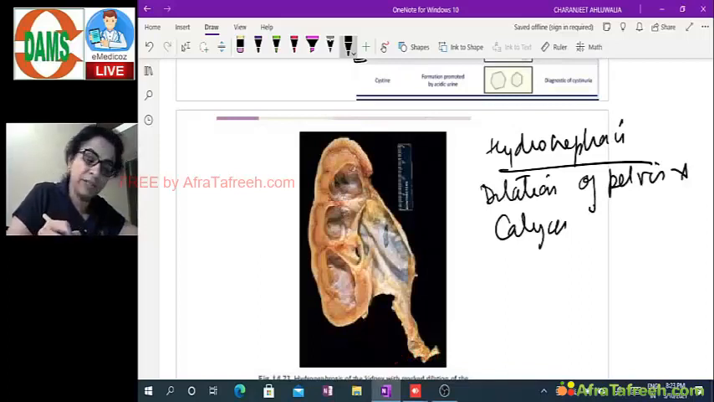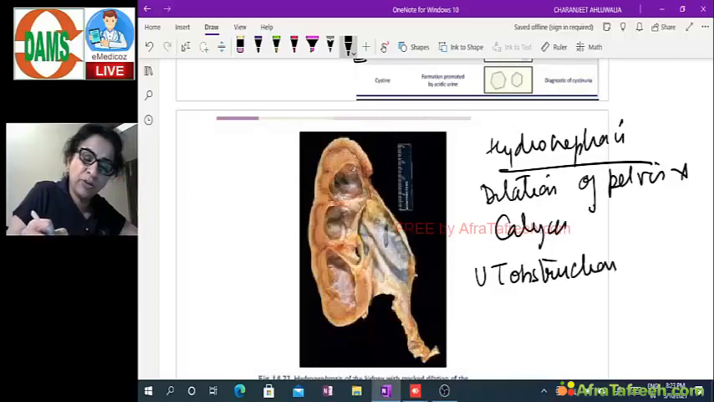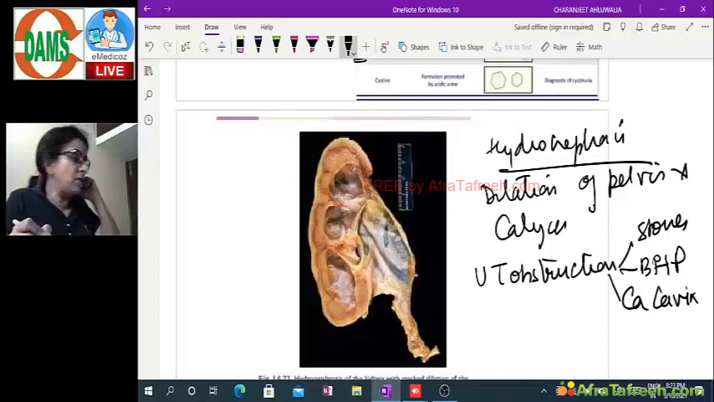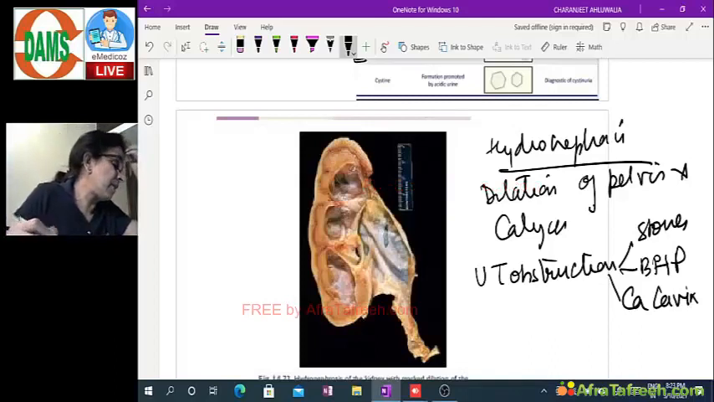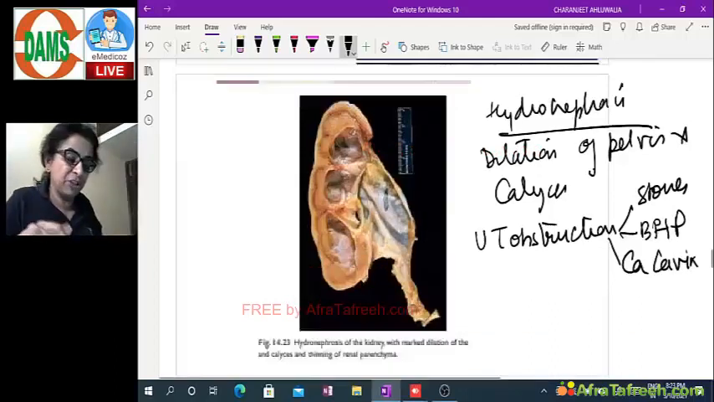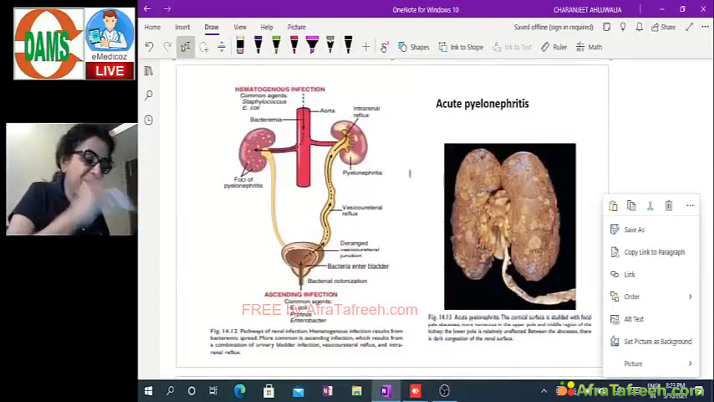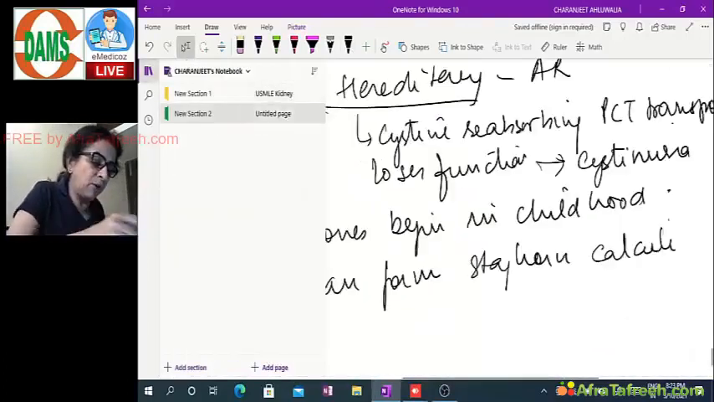What is the cause of hydronephrosis? Urinary tract obstruction due to any cause. Obstruction can be due to stones, or benign hyperplasia of the prostate. Carcinoma of the cervix patients can also have urinary obstruction, which can cause this. So all these can cause hydronephrosis. Okay, so this is the picture of hydronephrosis of the kidney. Now we will come to pyelonephritis.